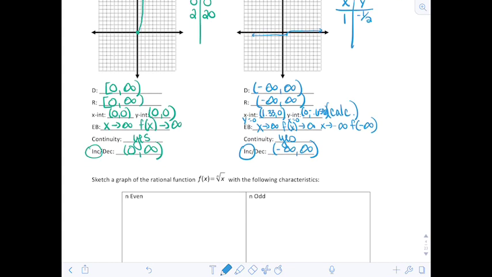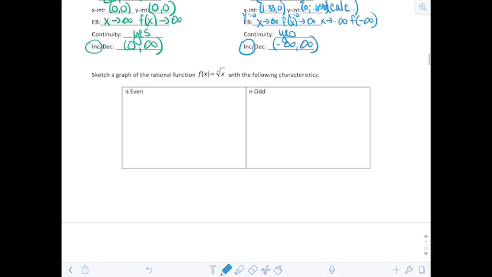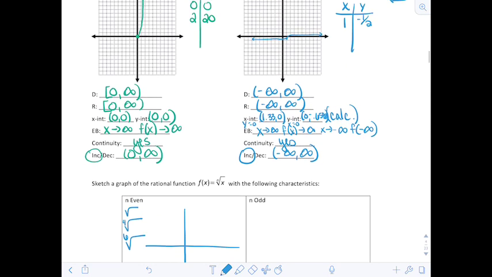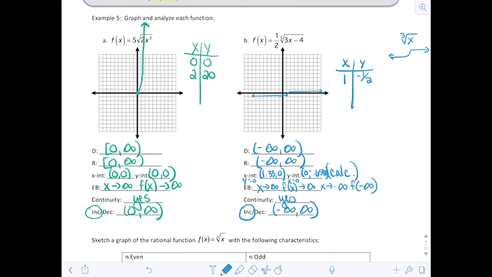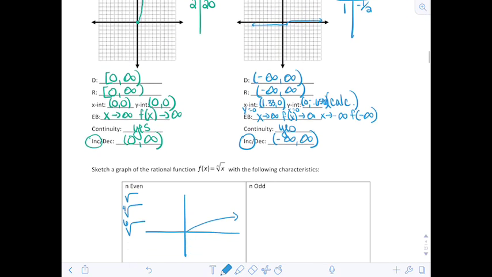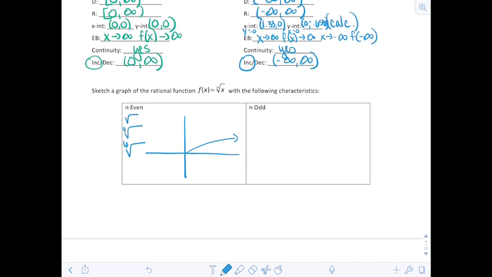Okay, so the last thing we're going to do is characterize these radical functions. So we're going to sketch a graph of the radical function, the nth root of x, with the following characteristics. So if n is even, this could be square root, this could be 4th root, this could be 6th root. When you have this happen, you are only going to have your positive integers, something like this, or again in example A it was curved more like that, but basically it's just going to exist in that first quadrant.